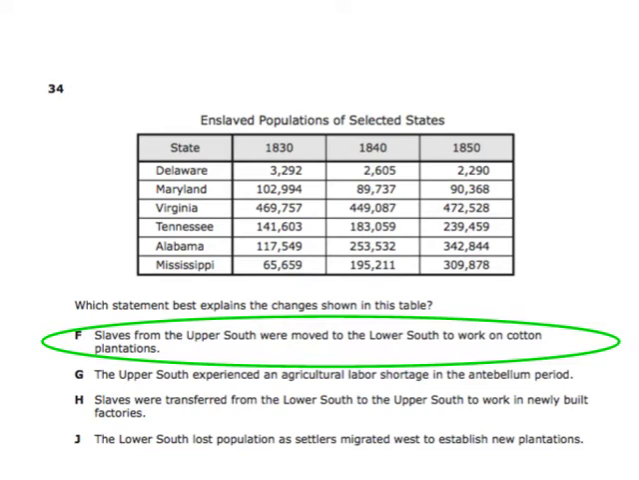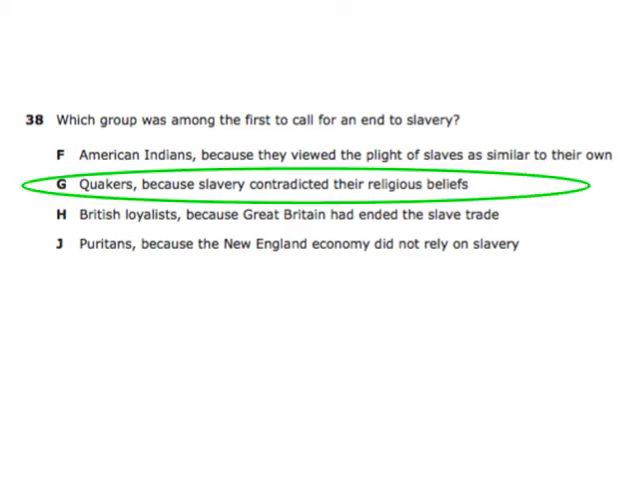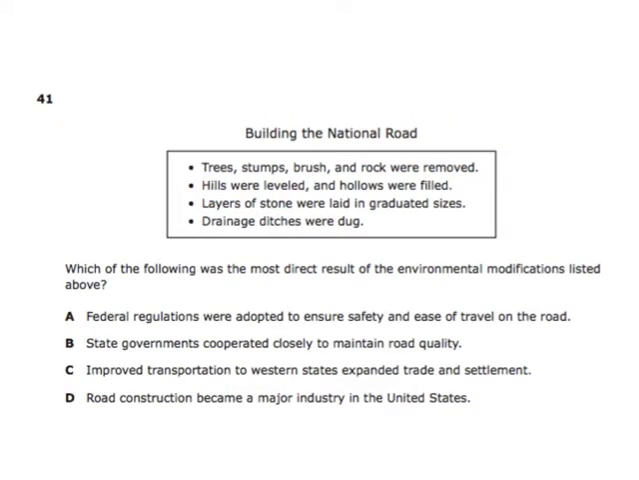slave numbers diminished. Which group was among the first to call for an end to slavery? We know this one. The Quakers, they were abolitionists from the beginning. They didn't believe in slavery because it contradicted their religious beliefs.